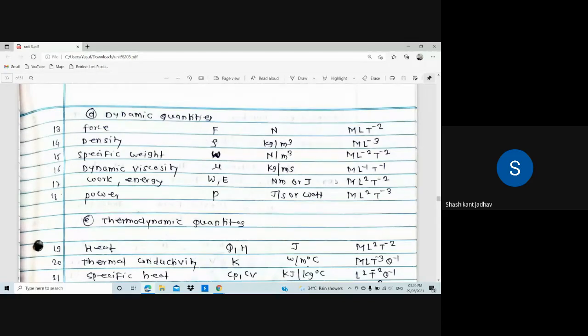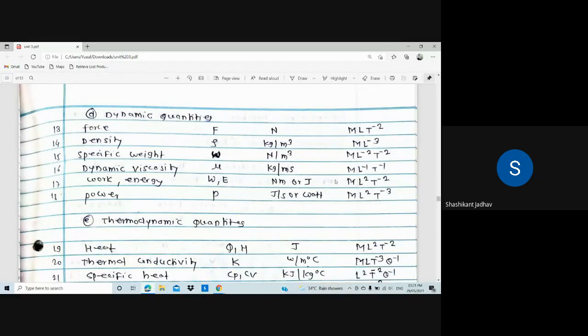Okay, what is the symbol of the density? Rho. Unit is kg per meter cube, and dimension is M L raised to minus 3. For the specific weight, unit is Newton per meter cube. Dimension is M L raised to minus 2 T raised to minus 2. Dynamic viscosity mu, kg per meter second, M L raised to minus 1 T raised to minus 1. Then work, energy: Newton meter or joule, M L raised to 2 T raised to minus 2. Power, that is watt, M L raised to 2 T raised to minus 3.